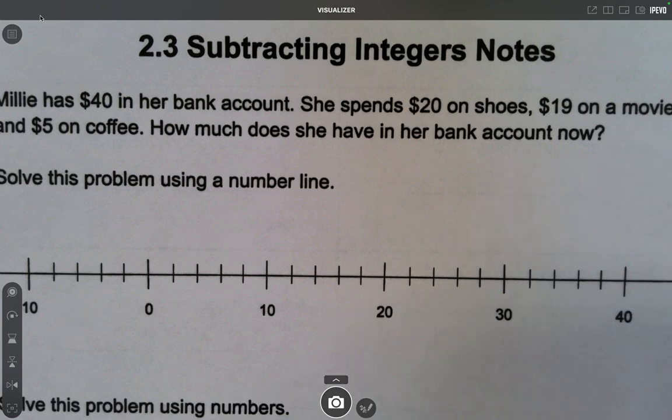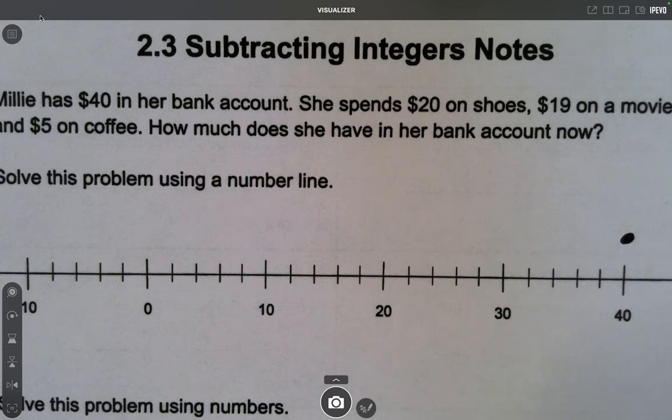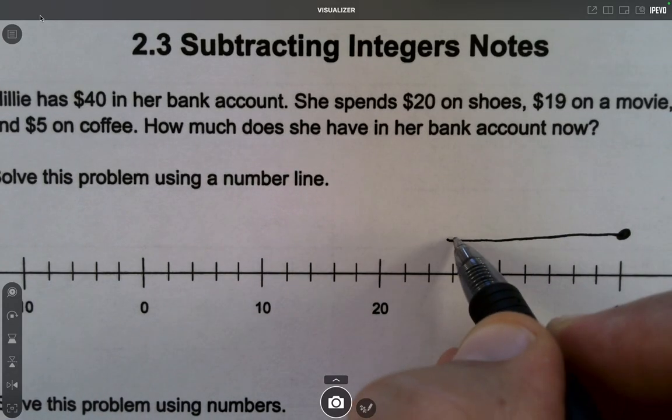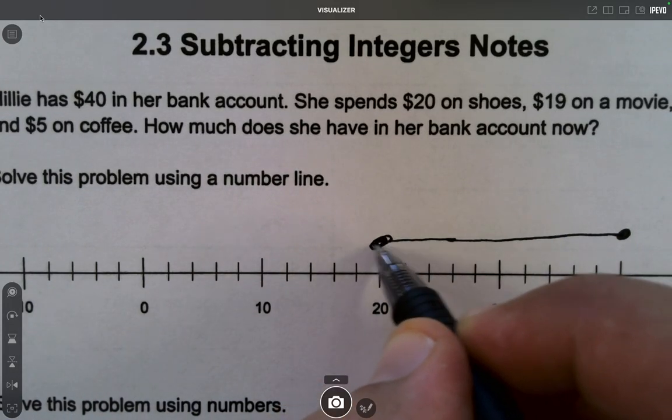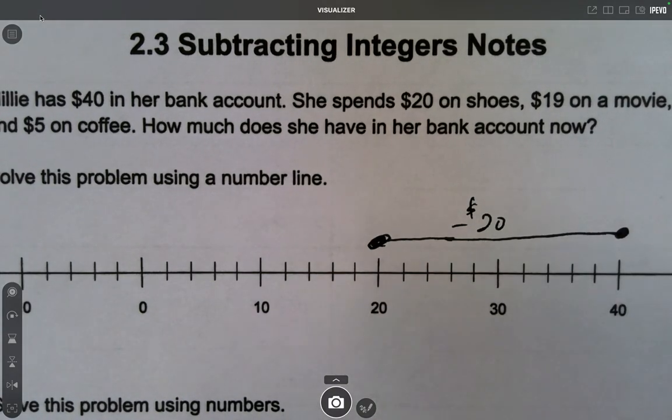Millie has $40 in her bank account. So we'll just start Millie over here at $40 because that's how much is in her account. She spends $20 on shoes. So we have to subtract 20. Now her total is down to $20. Minus $20 because of shoes.